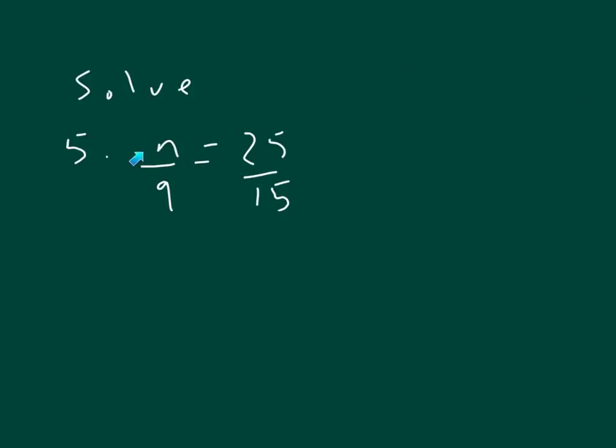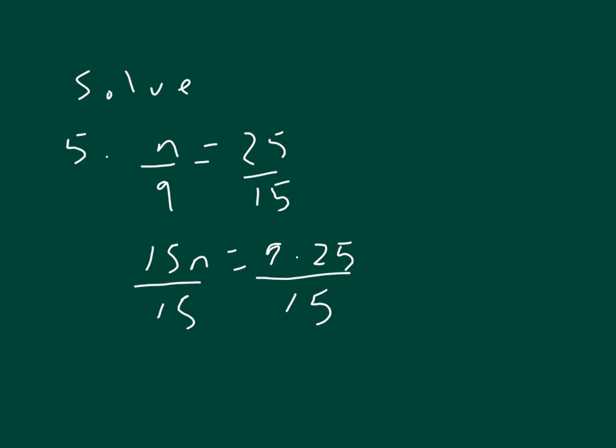What value for n would make this true? And we can't use equal properties very easily, because there's not a whole number you can multiply by 9 to get 15. So we'll use cross products. 15n equals 9 times 25. So we have a one step equation to undo. Divide both sides by 15.